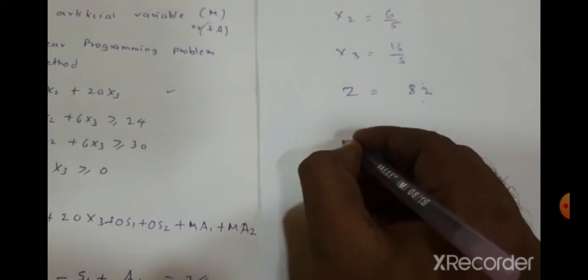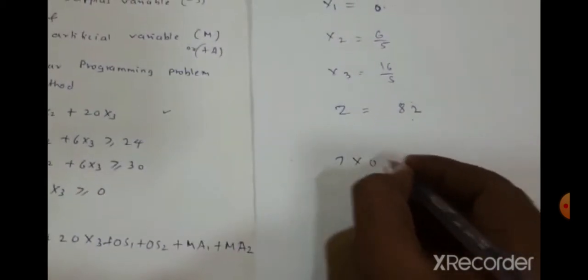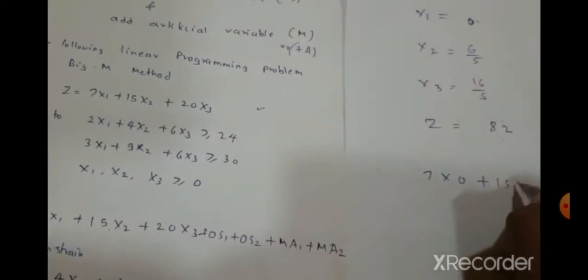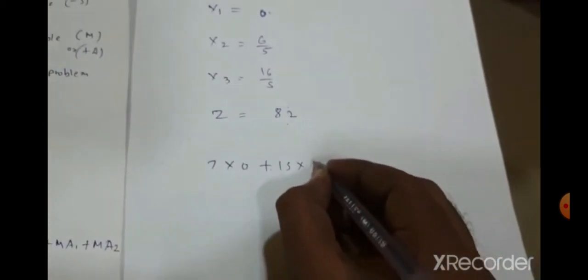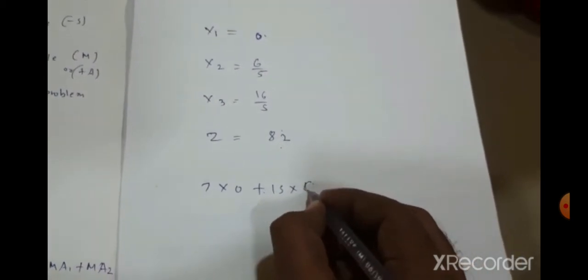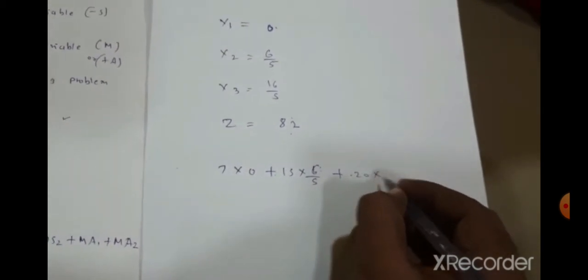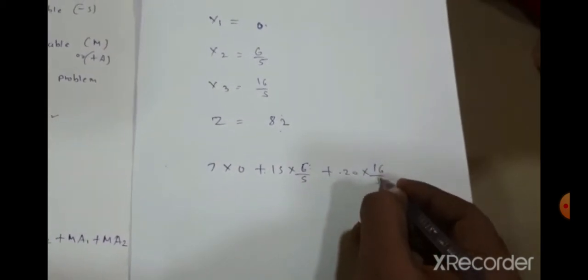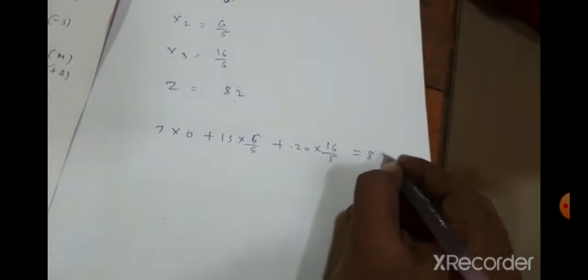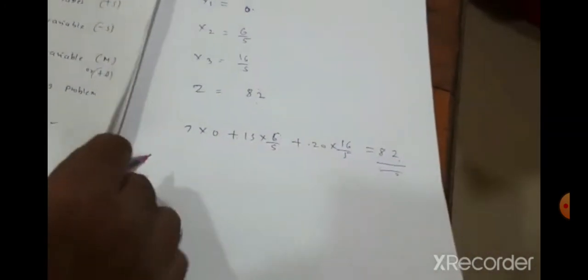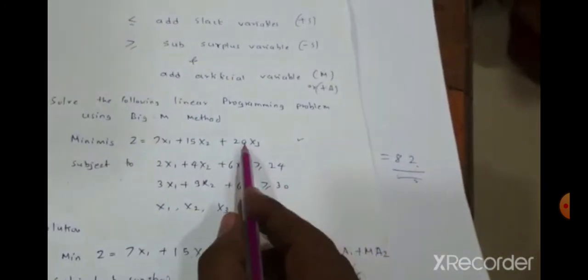At last the artificial variables are removed. So this is the solution of this problem. You can cross check by substituting in the Z value. You substitute the x1, x2, x3 values in the objective function and you will get 82. Once it is correct, then your answer is correct. Here you are getting 82, which means our answer is correct.